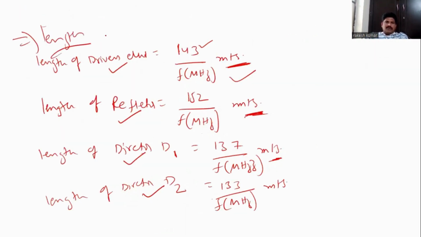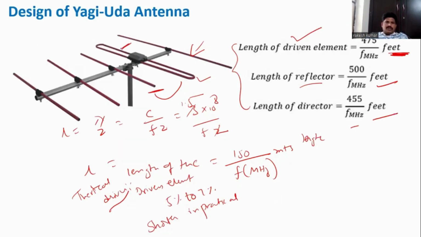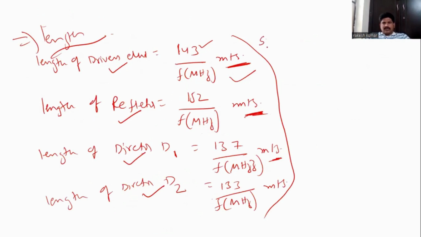What about the other parameter we want to consider? The other parameter is spacing. What should be the spacing between the reflector and the driven element, and between the driven element and the directors? The separation distance between the reflector and the driven element, or dipole, is given as 75 by f in megahertz, in meters.